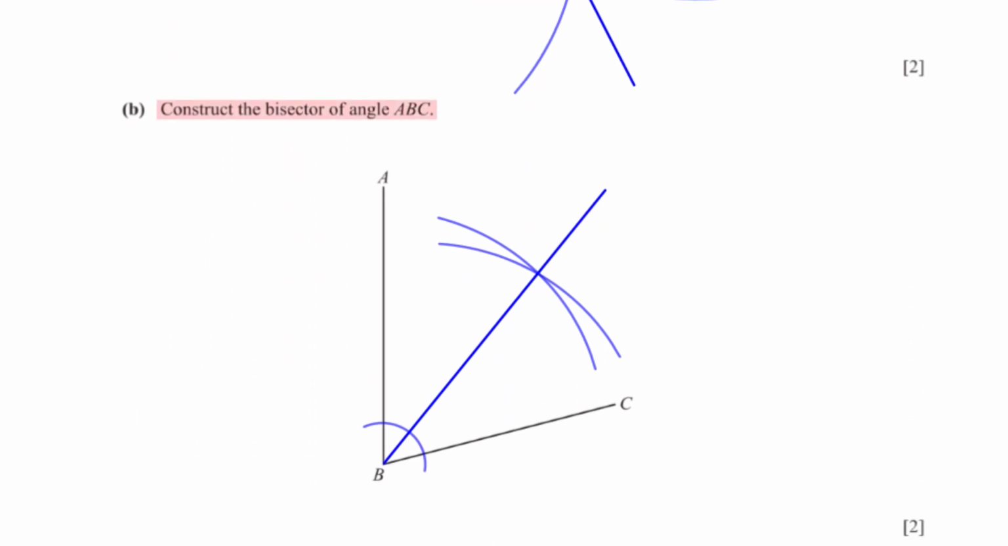Construct the bisector of angle ABC. With our pair of compasses, we stand at point P and inscribe an arc for angle ABC. Then standing at this point, we open our compass to a wider width and inscribe an arc. Using the same compass width, we stand at this point and inscribe another arc. When we are done, we use a ruler to draw a straight line from point B that passes through the intersection points of the arcs.